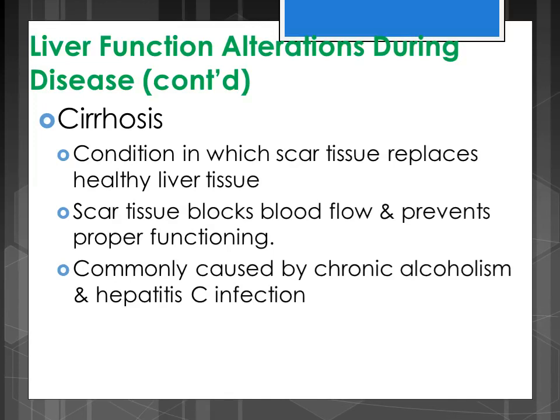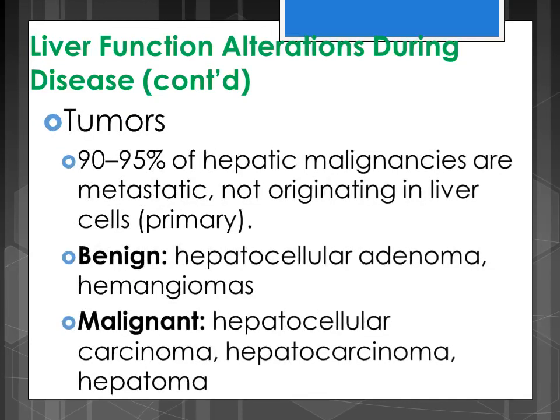So we have two types. In general, we have two types of cancer, right? We have benign and malignant. So severe kapag malignant. An example of benign tumor is we have the hepatocellular adenoma and hemangiomas. For the malignant, we have the hepatocellular carcinoma and hepatocarcinoma as well as hepatoma. Bakit puro hepa-hepa? So, when you say hepa kasi, it refers to the liver.